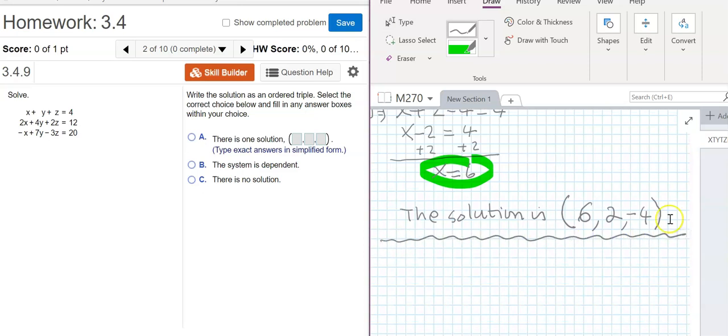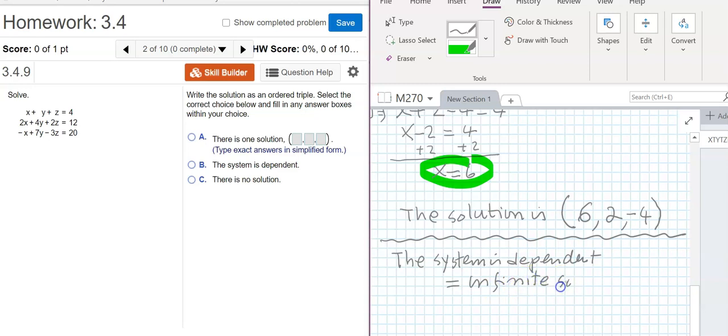Let's go to 3. Well, when they say the system is dependent, what is the meaning of that? This means infinite solutions.